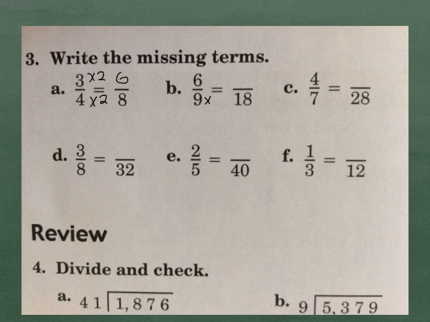9 times what equals 18? Well, 9 times 2 equals 18. If we do a times 2 there, we need to do a times 2 up here. And 6 times 2 is 12. 7 times what equals 28? 7 times 4 equals 28. So if we do a times 4 there, we need to do a times 4 here. 4 times 4 is 16.